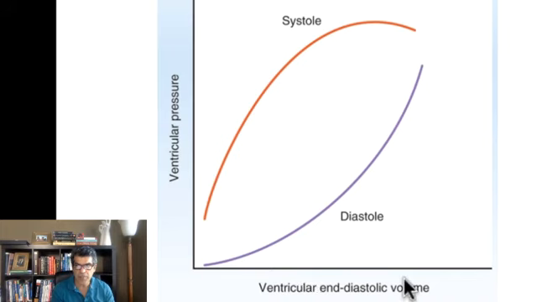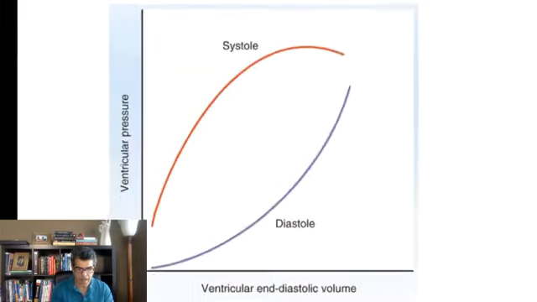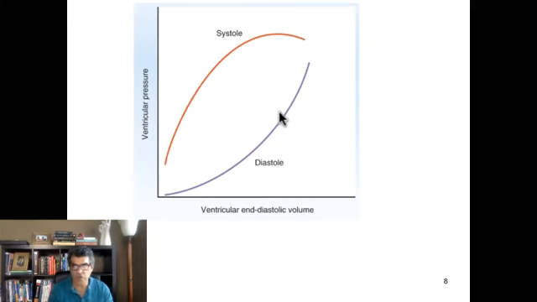Instead of putting the length of one fiber, I'm going to put the volume of the blood inside the ventricle at the end of diastole. And that is going to give me a very similar curve, as you can see. Again, the bottom one is when you stretch the heart. Remember, stretching the heart is going to create passive tension. And this stretching of the heart is going to happen during diastole.